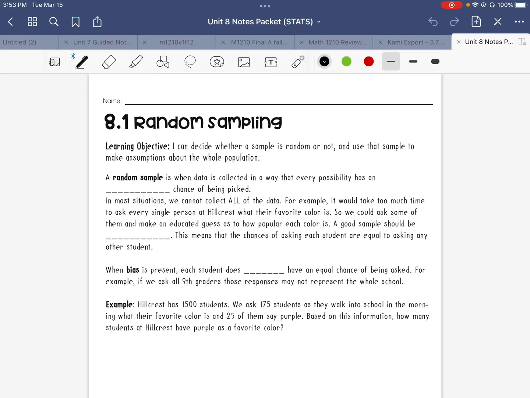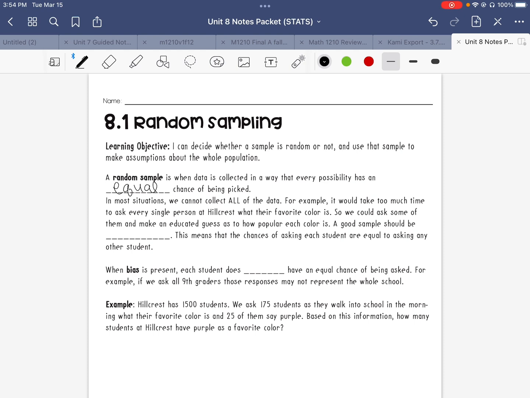8.1 Random Sampling. The learning objective for this lesson is I can decide whether a sample is random or not and use that sample to make assumptions about the whole population. A random sample is when data is collected in a way that every possibility has an equal chance of being picked.